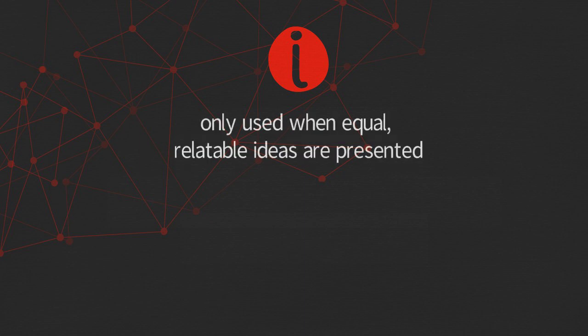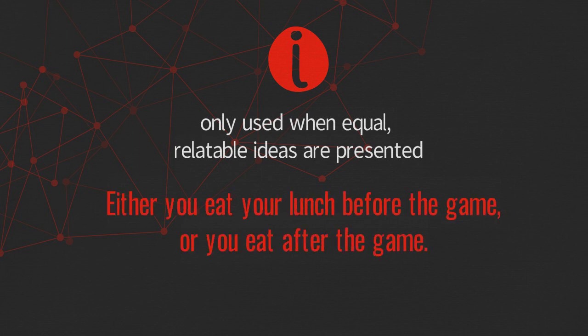The first rule for the use of correlative conjunctions is to use it when equal or relatable ideas are presented. For instance, either you eat lunch before the game or you eat after the game. As you can see here, two relatable conditions are given, which are eat before the game, eat after the game.